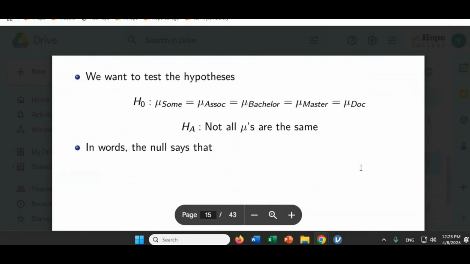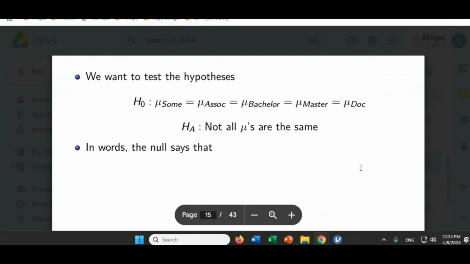Okay. The alternative looks the same. Not all mu's are the same. Again, there are many ways for them to not all be the same. Maybe two of them are the same, three of them are different. So there's other things you can do as well. Okay. So in words count.